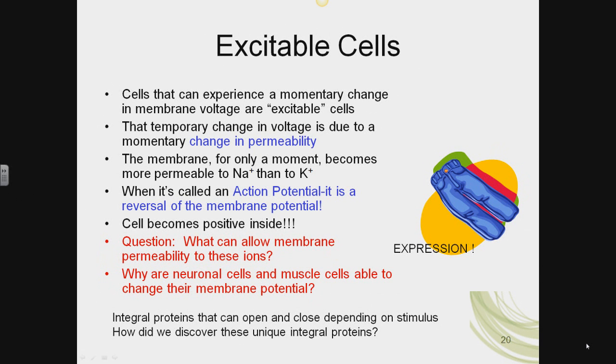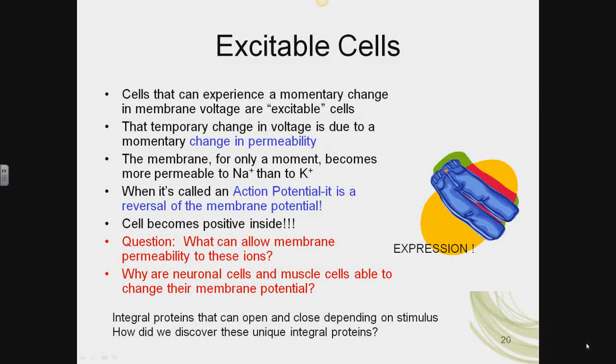They have the ability to suddenly and instantaneously, and for a certain amount of time, change the permeability across their cell membrane. Why is that? They have different kinds of gene expression. They express genes that lead to proteins that are integral proteins. That means they go through the entire cell membrane. And these proteins create channels.